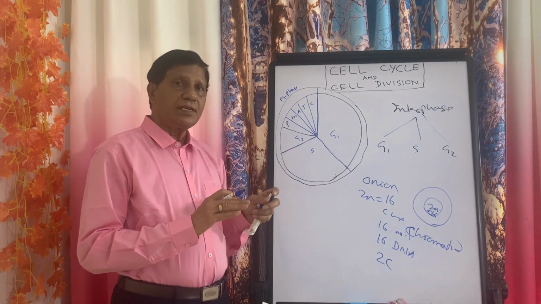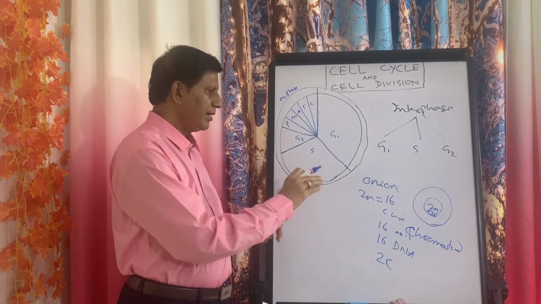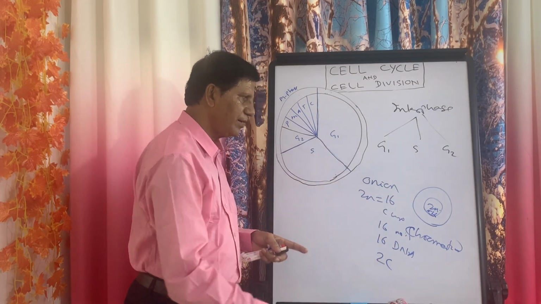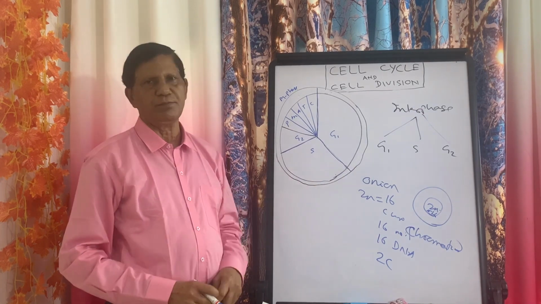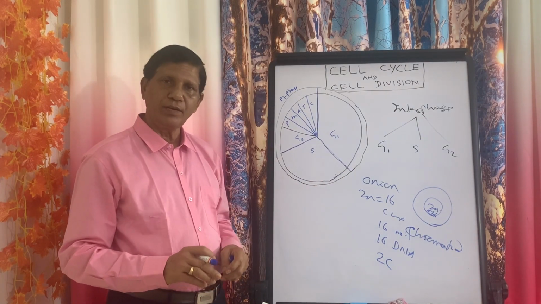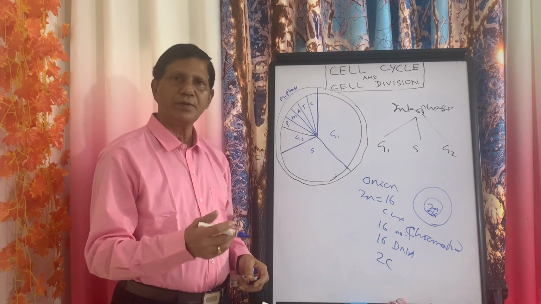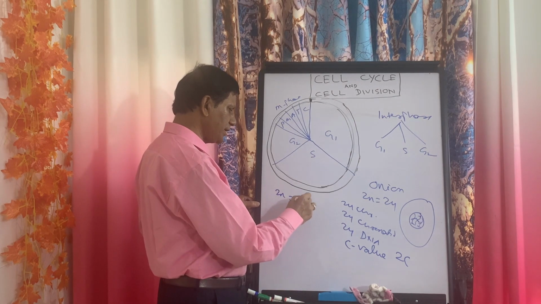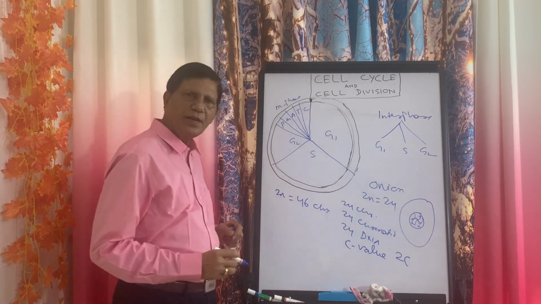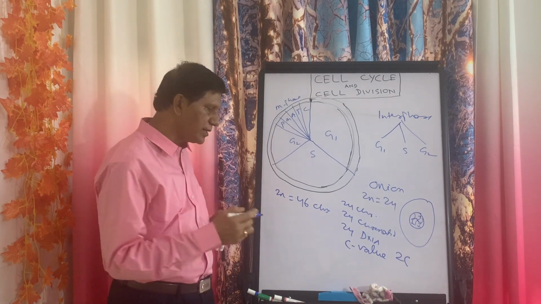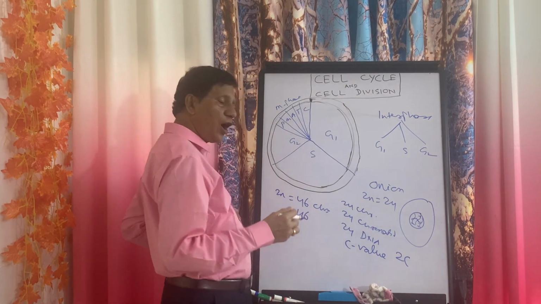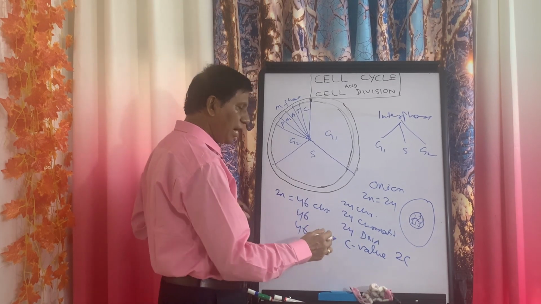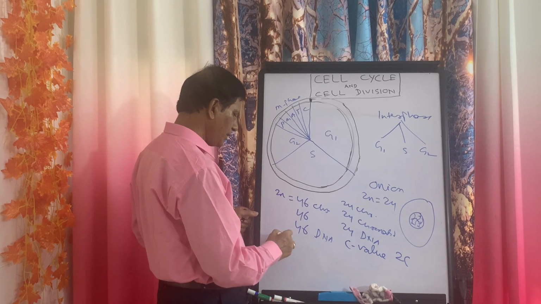Now, when the cell is doubled, everything will double. The chromatids will be doubled, the DNA will be doubled, the C value will be doubled, but not the number of chromosomes. This is one example. Then we can take another example from human beings. In human beings, 2n is equal to 46. That means 46 chromosomes are there. That means how many chromatids are there? 46. How many DNA molecules are there? 46. And what is the C value? Since 2n, we can write it as 2C.